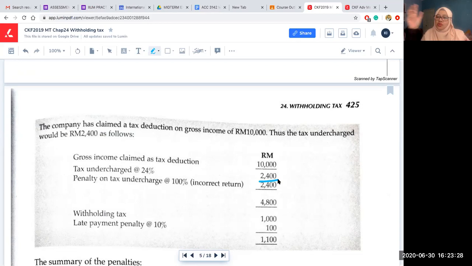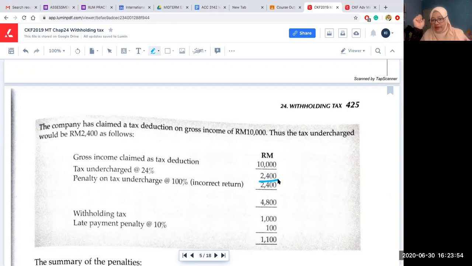Now because you submitted an incorrect return, why is it incorrect? Because you have undercharged income by 10,000. Why did you undercharge? Because you have claimed expenses. The expense should have been added back, which means you have to pay tax on the 10,000. What is the tax on the 10,000? 24%. So the income undercharged is 10,000 and the tax undercharged is 2,400.